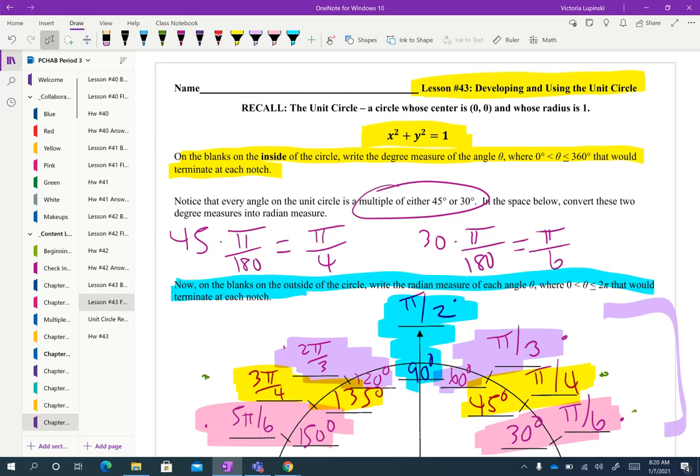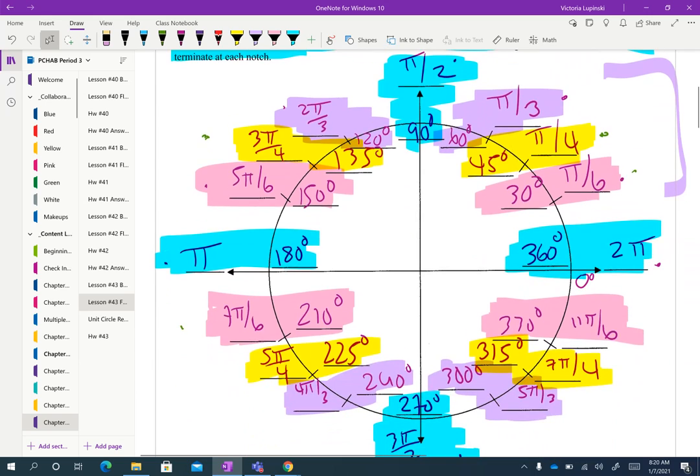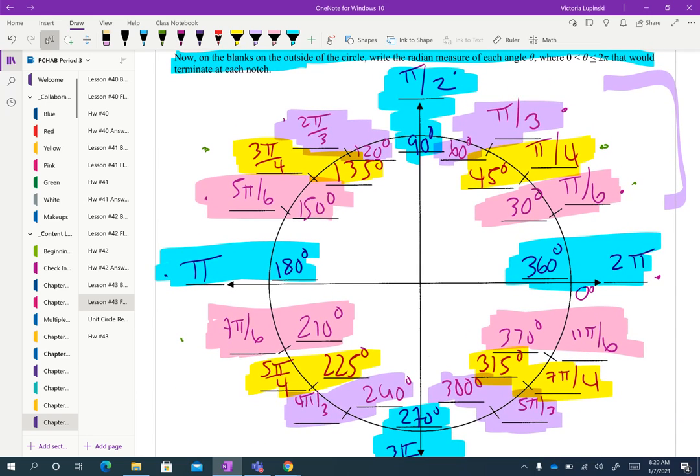So a reminder of what the unit circle is. It's a circle with a center of 0, 0 and a radius of 1. That's an equation of x squared plus y squared equals 1. Here are the angle measurements of the unit circle, the degrees and the radians. Remember, you essentially need to memorize this or be able to do these conversions quickly and conveniently, preferably without a calculator or without just looking at your notes.